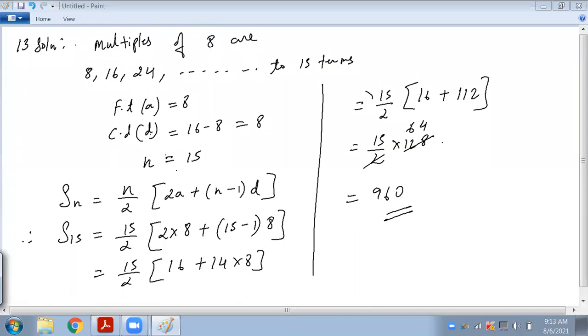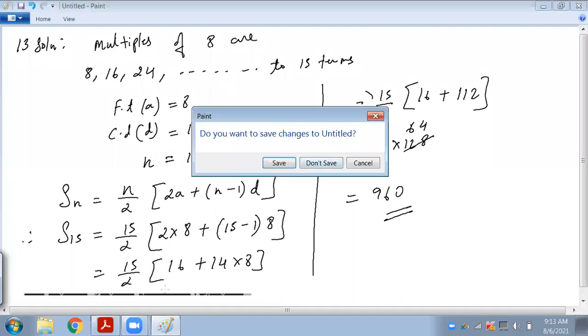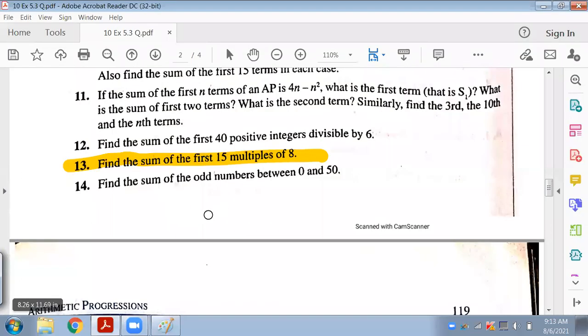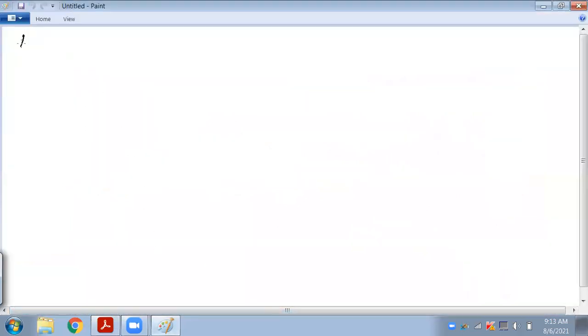Now we'll say question number 14. Okay, question number 14. Find the sum of the odd numbers between 0 and 50. You have to find the sum of the odd numbers between 0 and 50. So you're going to take all the odd numbers between 0 and 50. Okay, let's take it. And then you will find the sum.